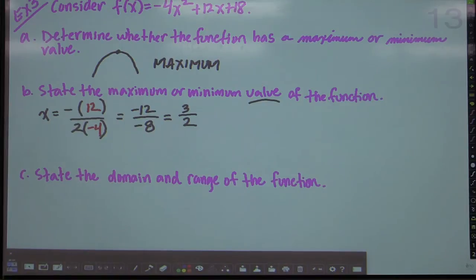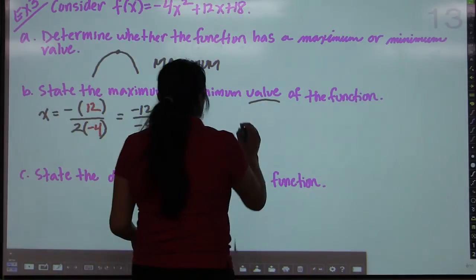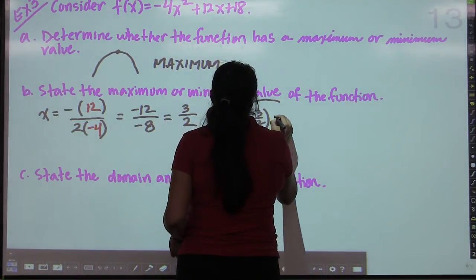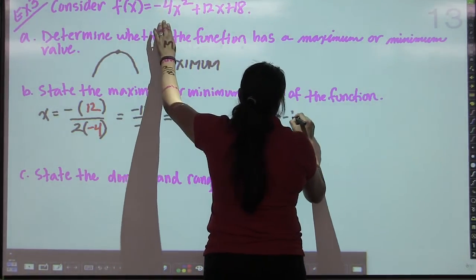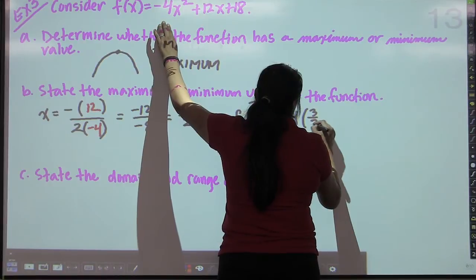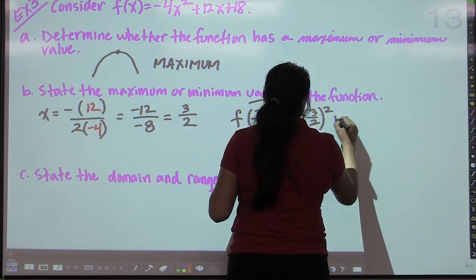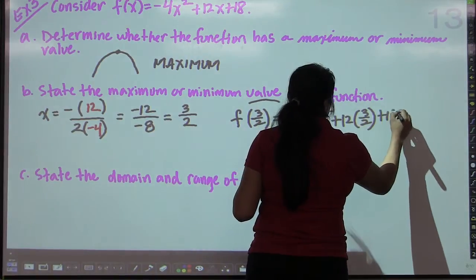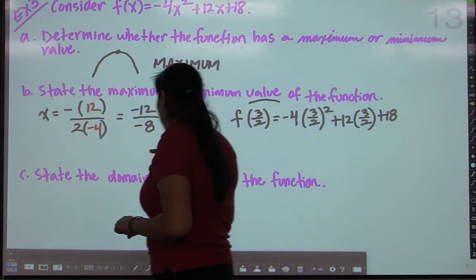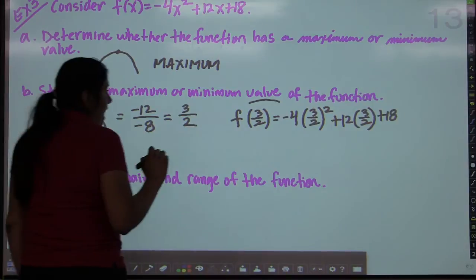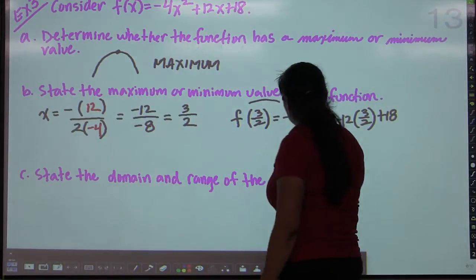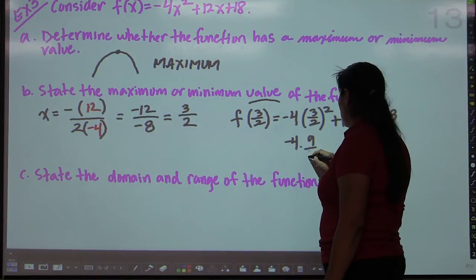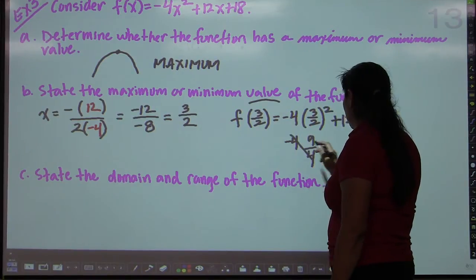So now to get the actual value, you want to put 3/2 into the original function and simplify to get the value that you want. So 3/2 squared is the same thing as 9/4. So we're going to get negative 4 times 3 times 3 is 9, 3 times 2 is 4. These 4s are going to cancel, so you're going to have negative 9.